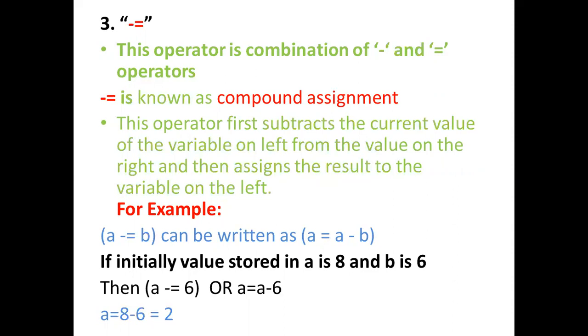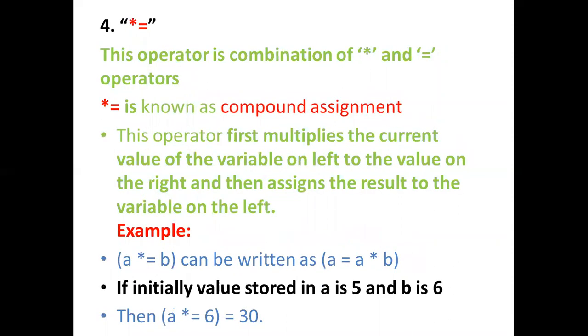Now we have to perform two operations. First one is subtraction. We will subtract a minus b. A is 8, b is 6. 8 minus 6 is 2. Second operation is assignment. We will assign 2 to the variable a.